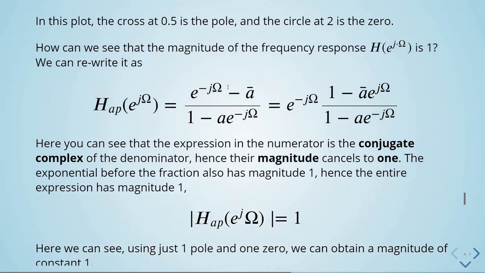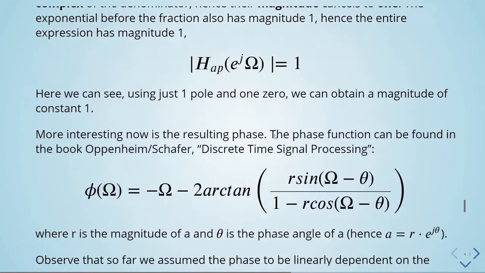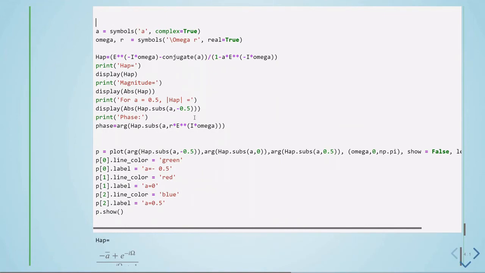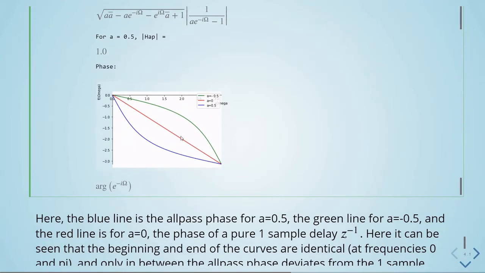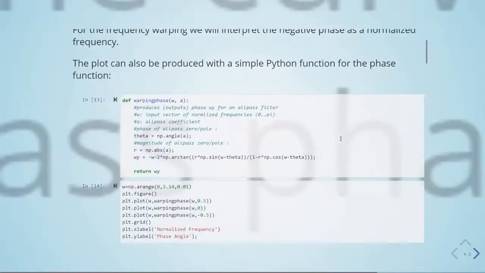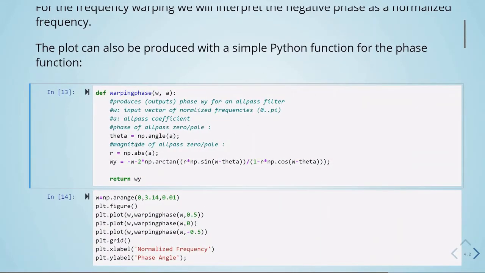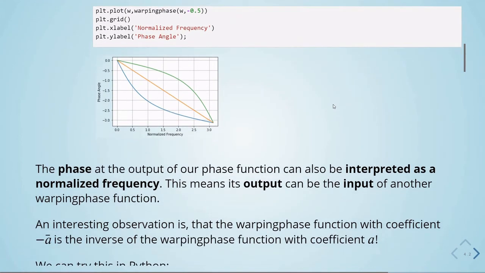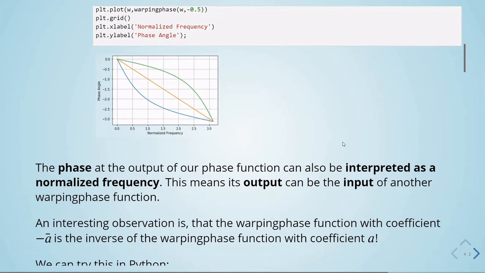We went from this equation, we calculated the magnitude, and we calculated this phase using these formulas here using SymPy, and we had this plot. This time we are defining this warping phase when we are defining this equation of the phase here, and we are having the same plot. Yeah? The phase at the output of our phase function can also be interpreted as a normalized frequency. This means its output can be the input of another warping phase function.